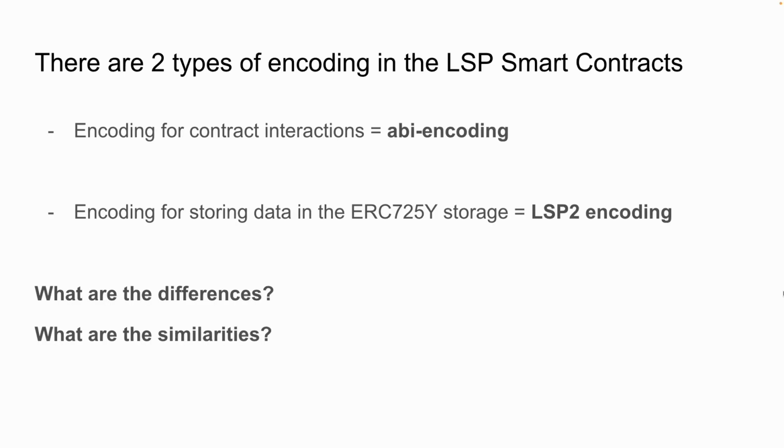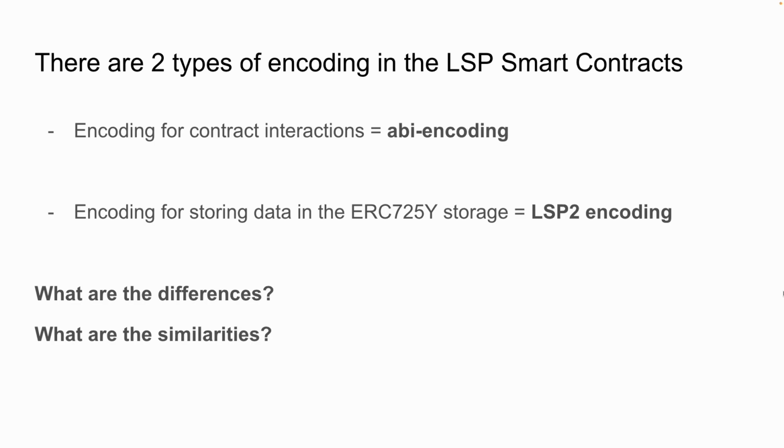So let's get started. First of all, we have to learn that there are two types of encoding when it comes to the smart contract, and in particular the LSP smart contract. The first type of encoding is what we call ABI encoding. This is the encoding that we use for contract interactions, meaning when a contract or an externally owned account is about to interact with another contract, it needs to encode the function that it is going to call on this contract, and it encodes the function call and the parameters using the ABI encoding format.